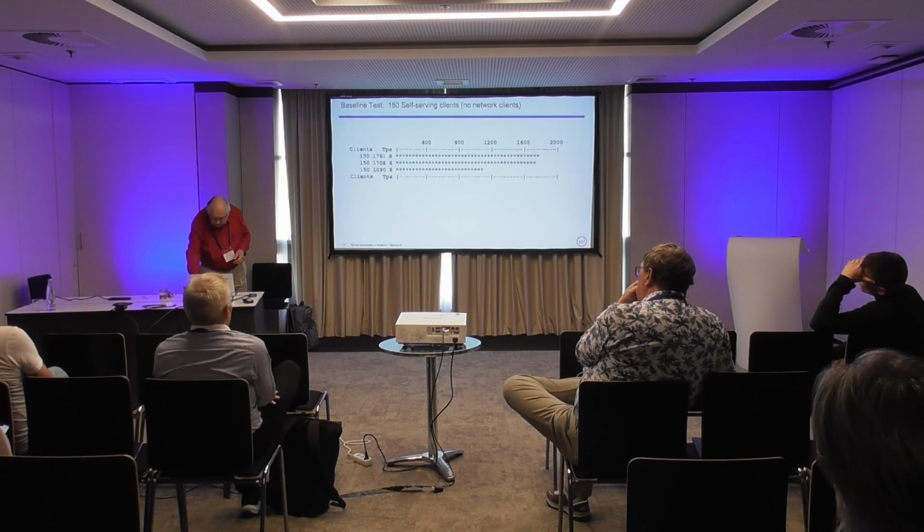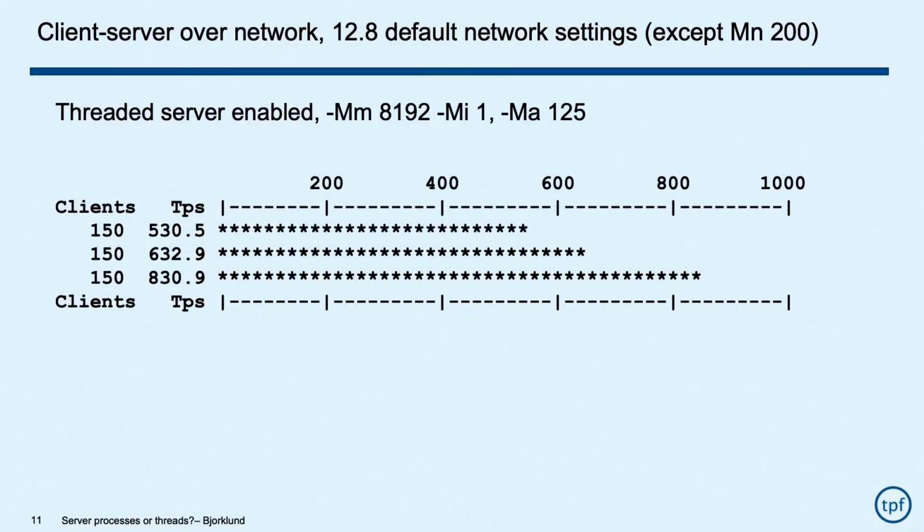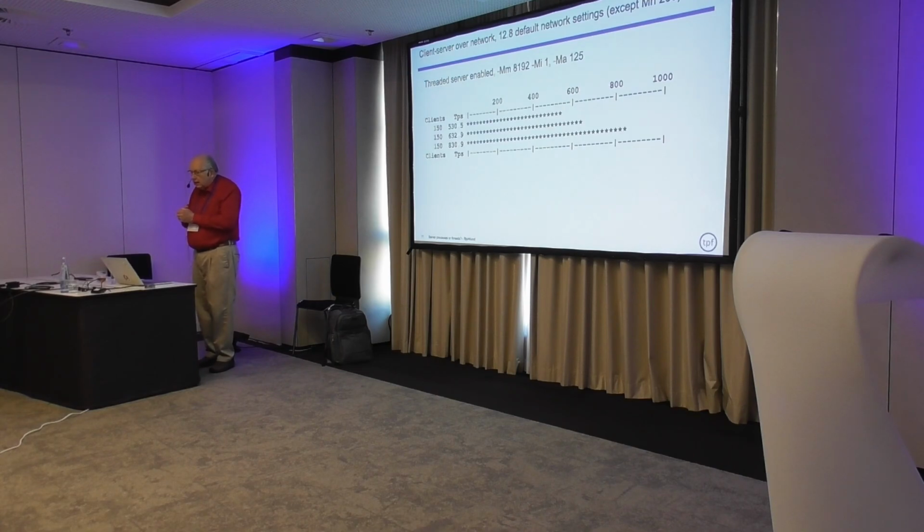The next test we ran with the defaults that I listed earlier, except that I raised MN to 200. And you can see that it's quite a bit slower. Here we're running MI1 and MA125, so we can have 125 clients per server, and the threading is enabled.